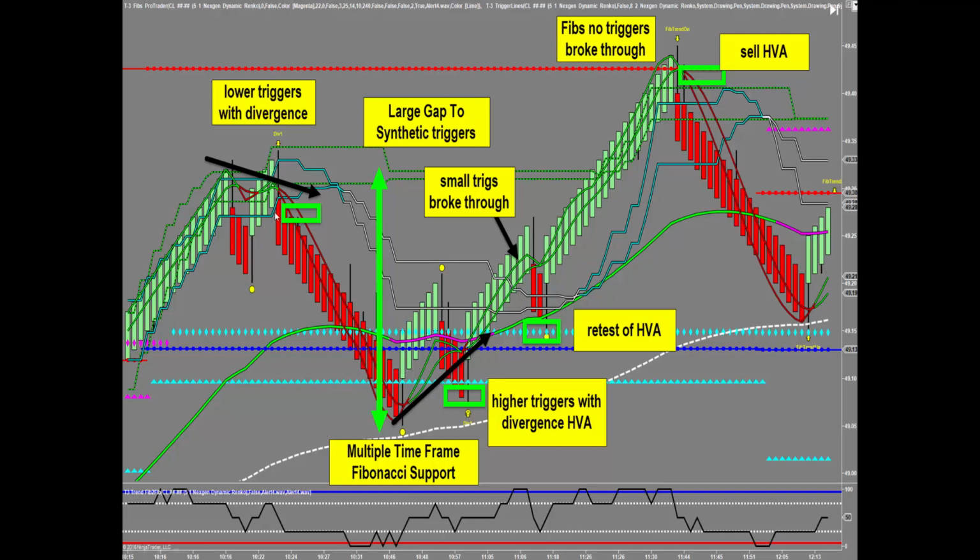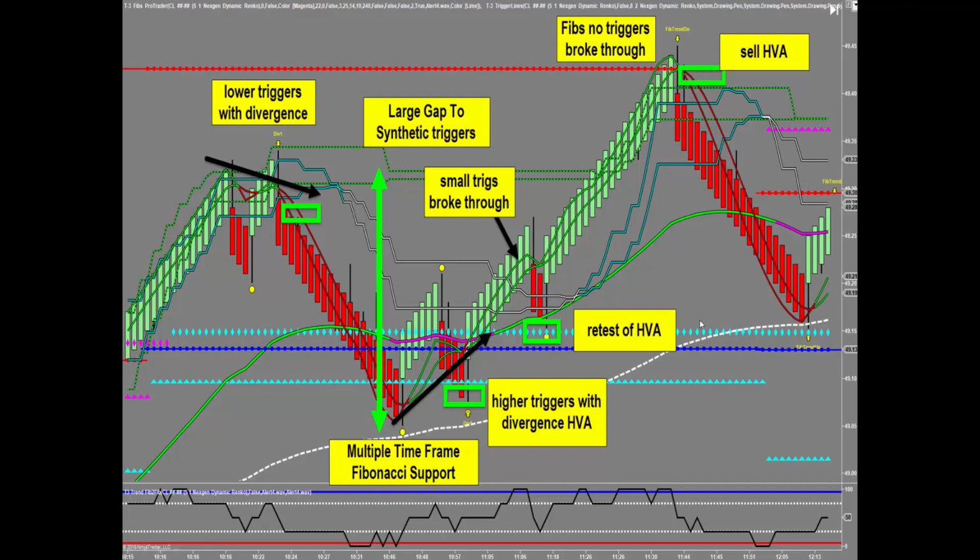So you start to build a story, right? Big gap in our synthetic triggers, small triggers rolling up, high volume areas helping the support with higher small triggers for long trades from this area. And I mean, this right here was a 50 tick trade to the upside up to resistance. Then we get to resistance and none of our triggers broke through. So we're looking for this down bar maybe and then a pullback to sell a high volume area at our fibs to get short.